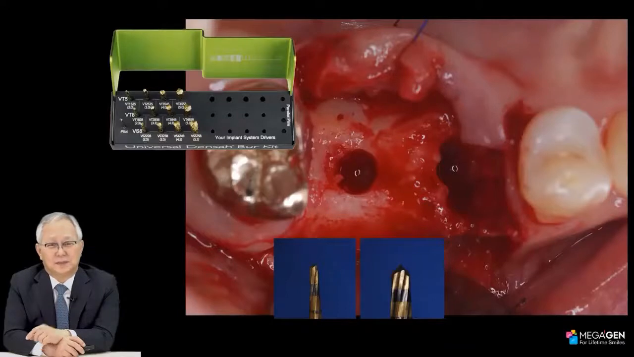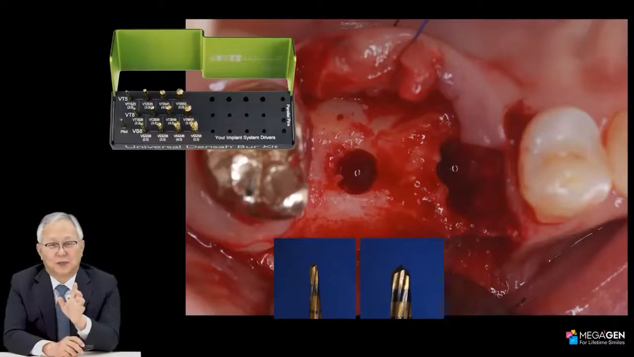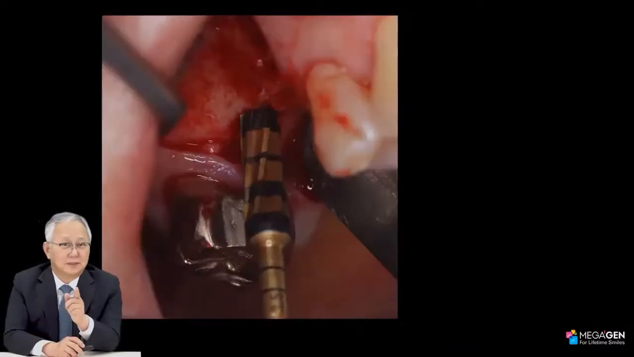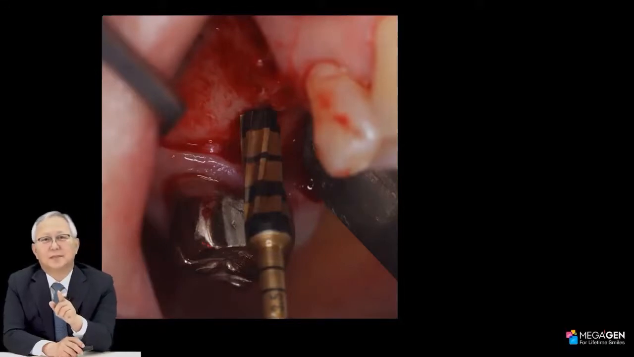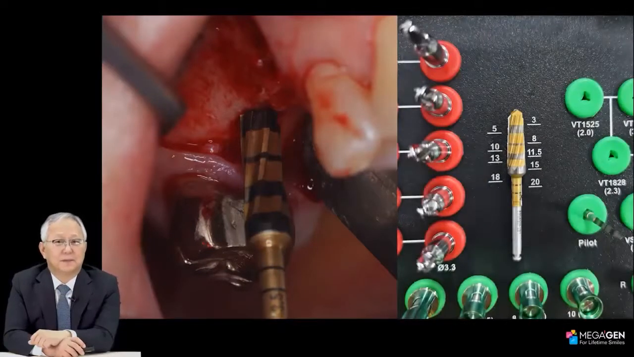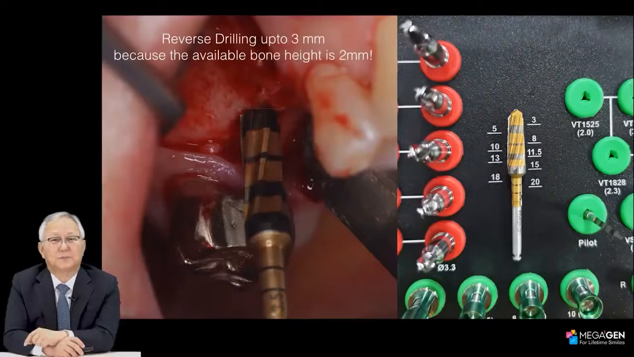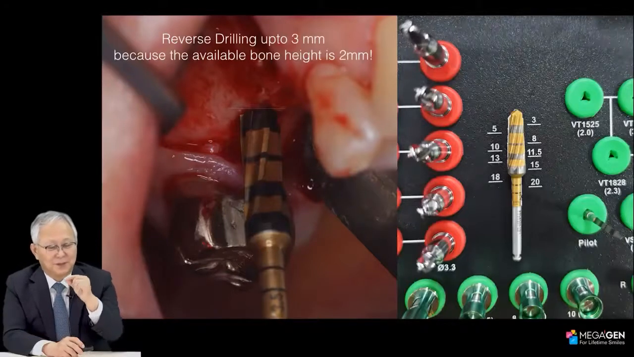See? I just made the pinpoint with the Densah Bur, then I enlarged with the next drills. I put the Densah Bur only 3 millimeters. The first black line is 3 millimeters. So I entered into the sinus only 1 millimeter because there is 2 millimeters of available bone. So I put the tip of the implant 1 millimeter inside the sinus.